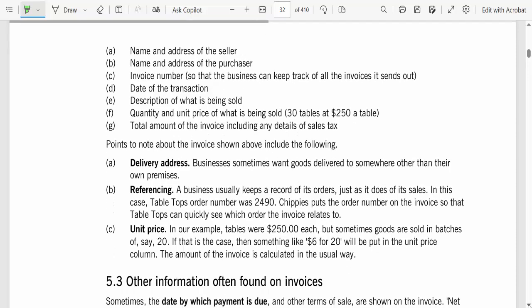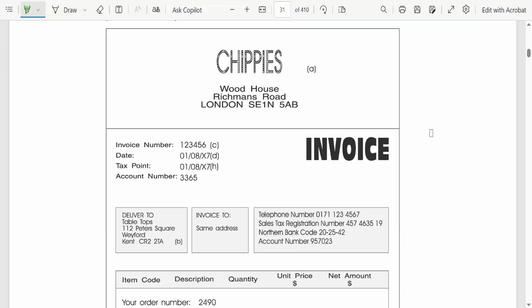Key details usually found on an invoice. An invoice generally contains the following important details. 1. Seller's information. This includes the seller's business name, address, and contact details. For example, in our sample, Chippy's is the seller with its address and contact number clearly stated.